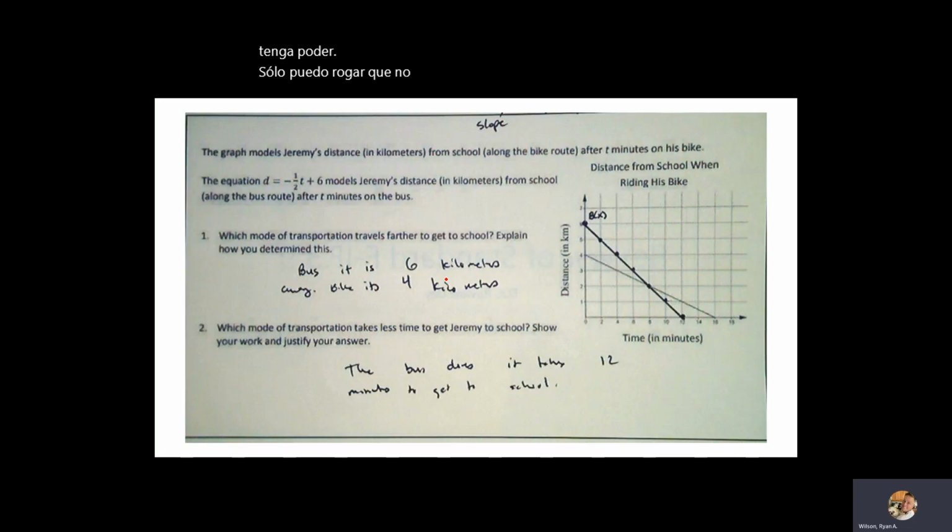So the question says, which mode of transportation travels farther to get to school? Explain how you got this. Well, the bus, it's 6 kilometers away. That's where the y-intercept is. The y-intercept for the bike path is 4. So it's shorter. It's 2 kilometers shorter than the bus path. And then the second part of the question, which mode of transportation takes less time to get Jeremy to school? Well, x values are your time at that point. And which one has a lower x value? The bus path. So the bus.